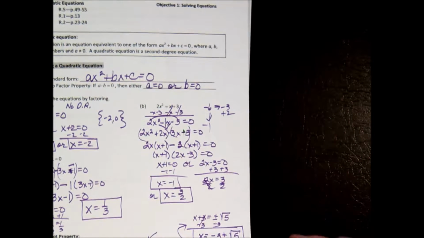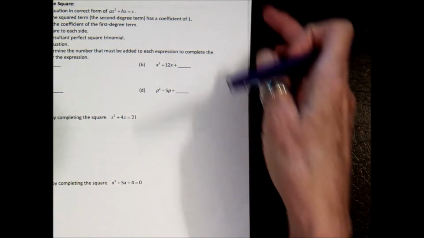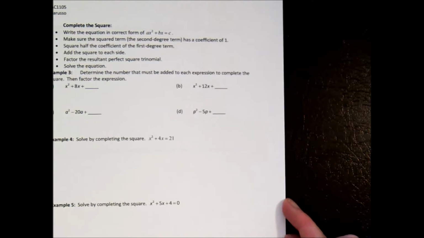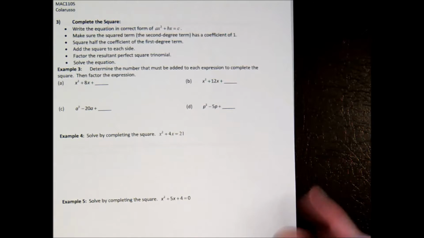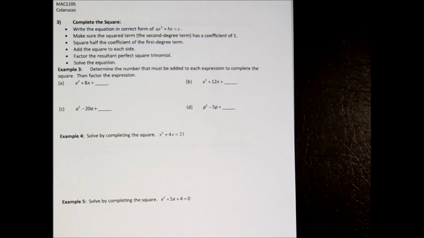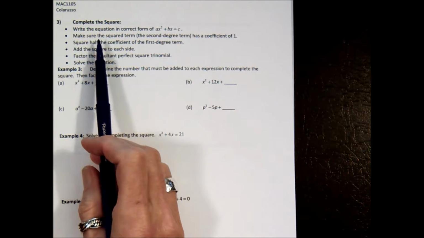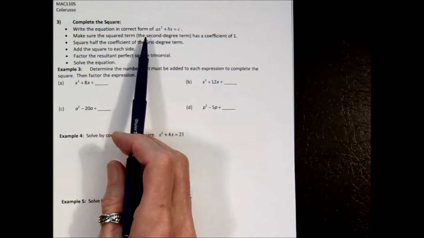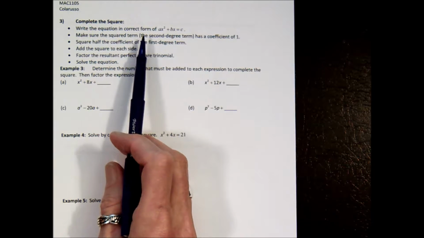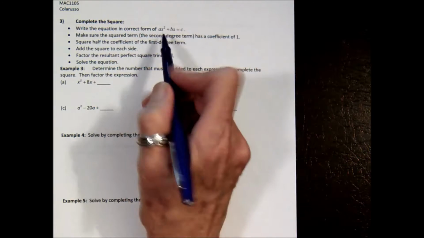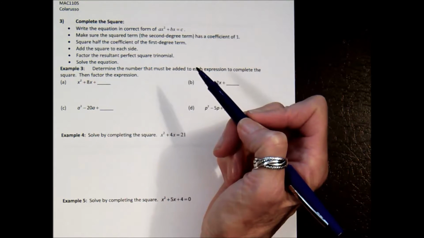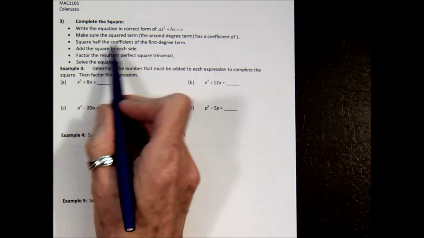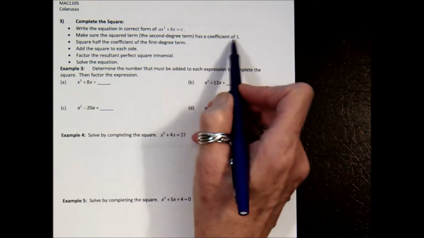Okay, let's look at the third way that we can solve a quadratic equation, and that is called completing the square. So there are directions up here for completing the square, and what you want to do this time, what gets isolated, because this one is not equal to 0. So what gets isolated are the variables on one side and the numbers on the other. And then we have to make sure that the squared term has a coefficient of 1.